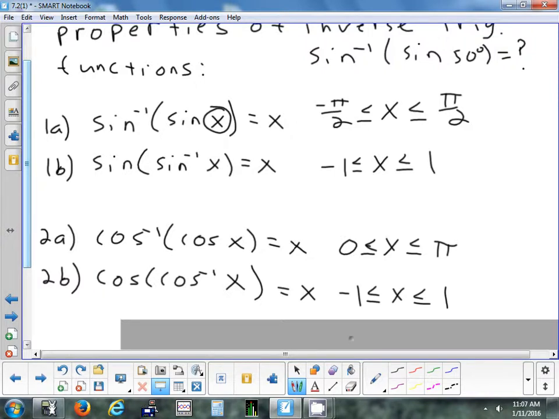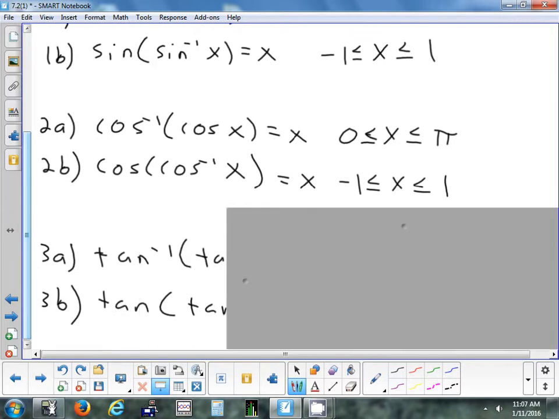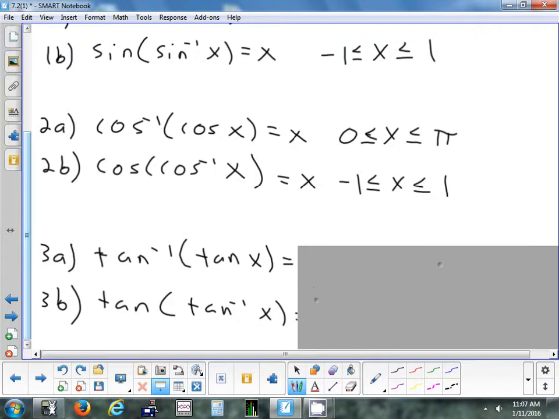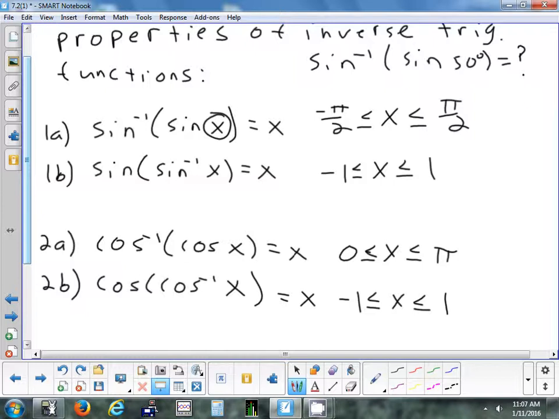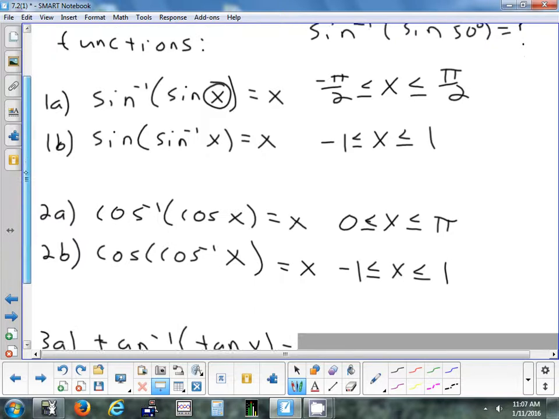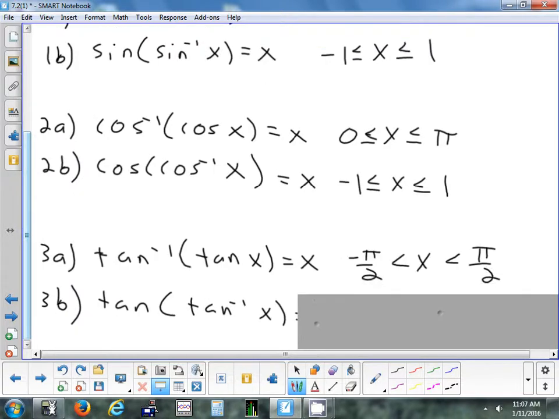Okay, and the last two formulas are for tangent and inverse tangent. Okay, again, I'm going to think of the restriction on the domain of tangent. What did we restrict tangent to? Negative pi over 2, pi over 2. And what's the small difference from sine? It's not less than or equal to, it's just less than. Okay, there are vertical asymptotes at negative pi over 2 and pi over 2.